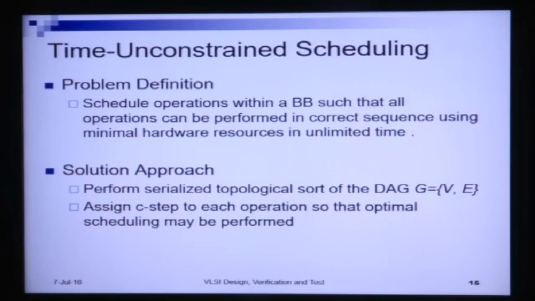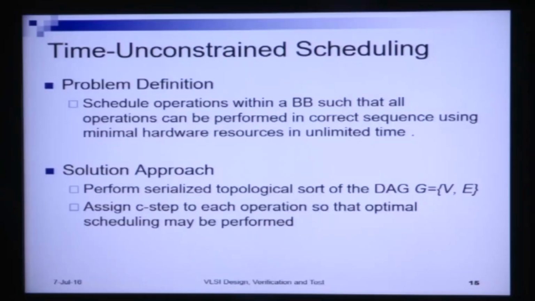So, with this concept we now move into time unconstrained scheduling. From resource unconstrained scheduling, now we move to time unconstrained scheduling. So, what is the problem definition of this scheduling? Schedule operations within a basic block such that all operations can be performed in correct sequence using minimal hardware resources in unlimited time. As we said, we now have unlimited time, there is no bound on performance. Performance can be as bad as possible. However, we need to consume as low an amount of resource as possible.